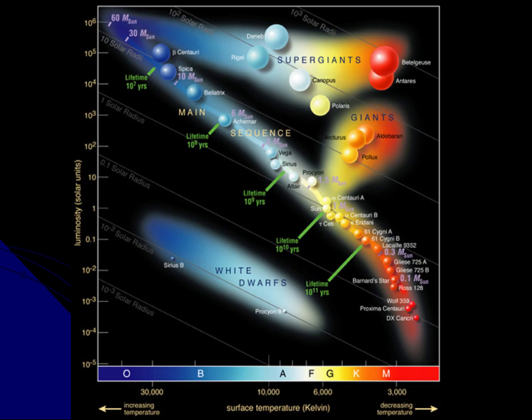Here is another color-coded image of the HR diagram. As you look at the individual stars, note the differences in both size and color. And remember that the farther up the diagram, the brighter the star, and the farther down the diagram, the dimmer the star.